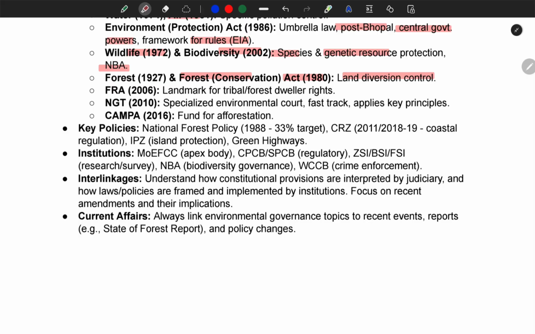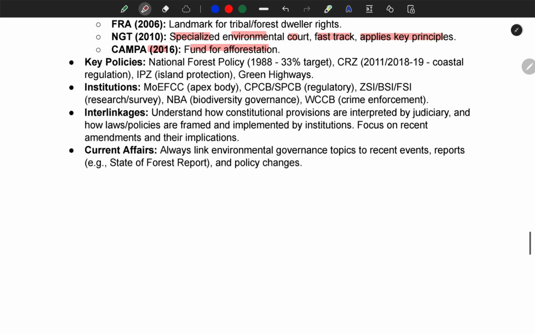FRA 2006, landmark for tribal and forest dweller rights. NGT 2010, specialized environmental court, fast track, applies key principles. CAMPA 2016, fund for afforestation. Key policies: National Forest Policy 1988, 33% target. CRZ 2011 to 2018-19.